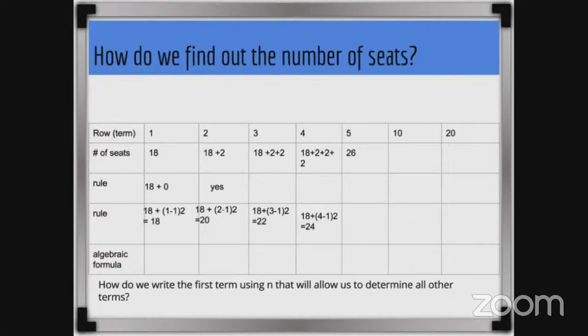So I look back at row 4. Row 4, I would have added 3 sets of 2s because I was doing that before. So 4 subtract 1 is 3. So it's 3 times 2, which is the 3 sets of 2s that I would have added to my 18. Are we seeing the pattern there? Yes, Miss. So if I was to look at my 10th row, how many sets of 2s would I be adding?